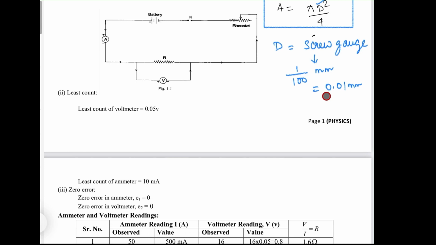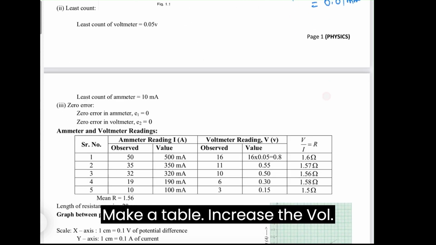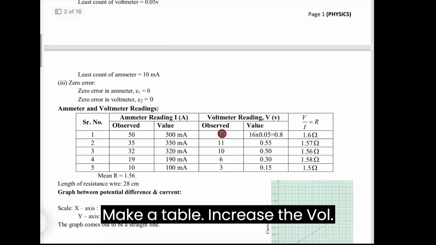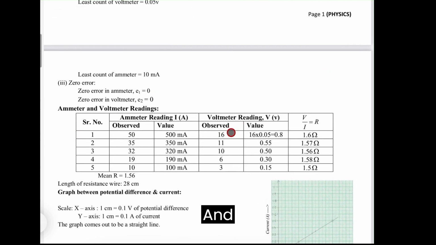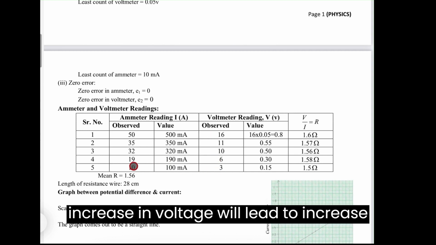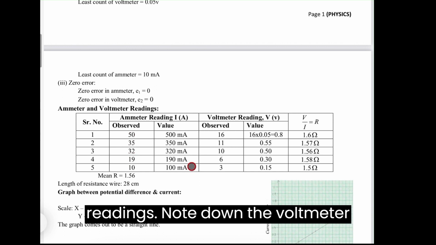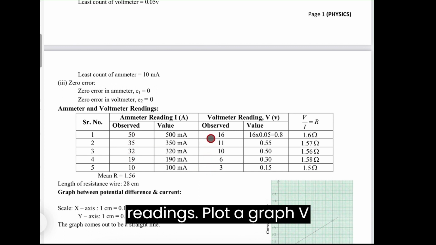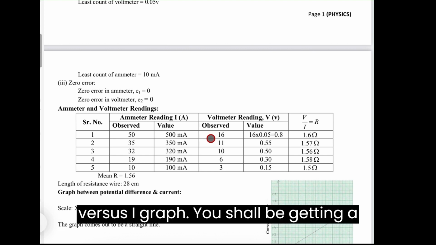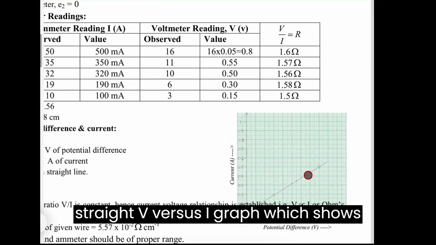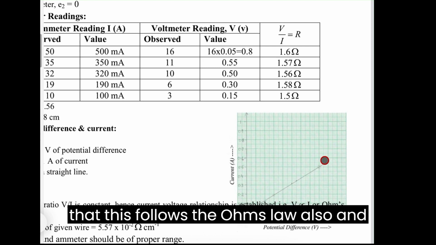So take 5 different readings by increasing the voltage. Make a table, increase the voltage, and the increase in voltage will lead to an increase in current. Note down the ammeter readings, note down the voltmeter readings, plot a V versus I graph. You shall be getting a straight V versus I graph, which shows that this follows Ohm's law also.